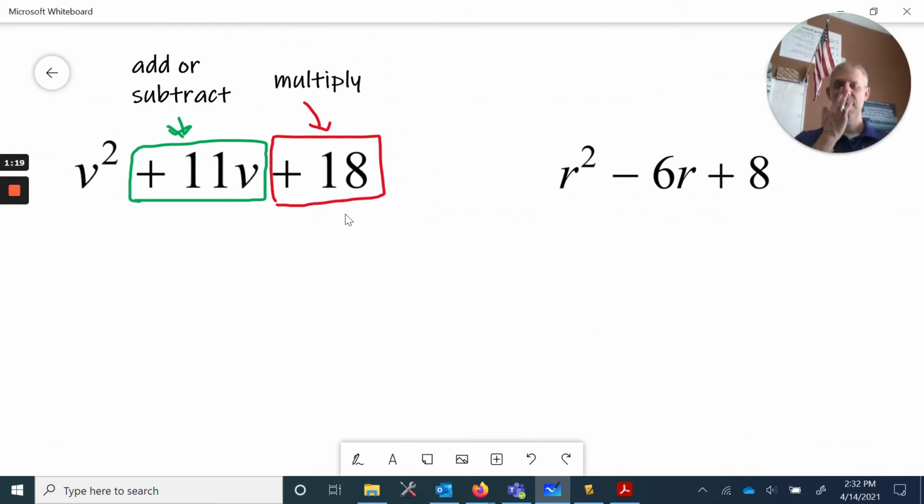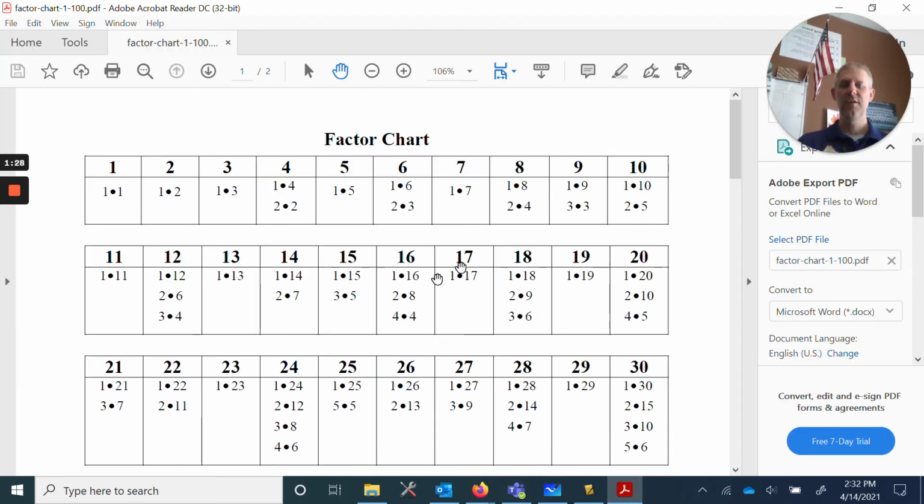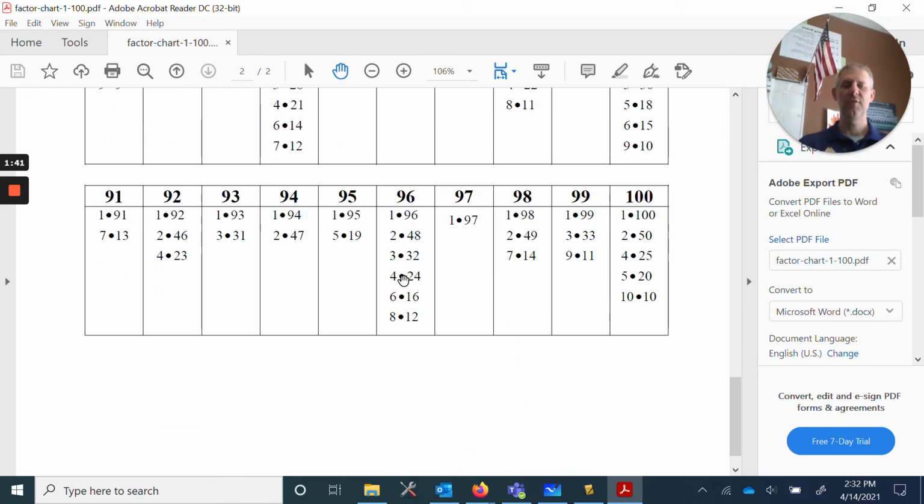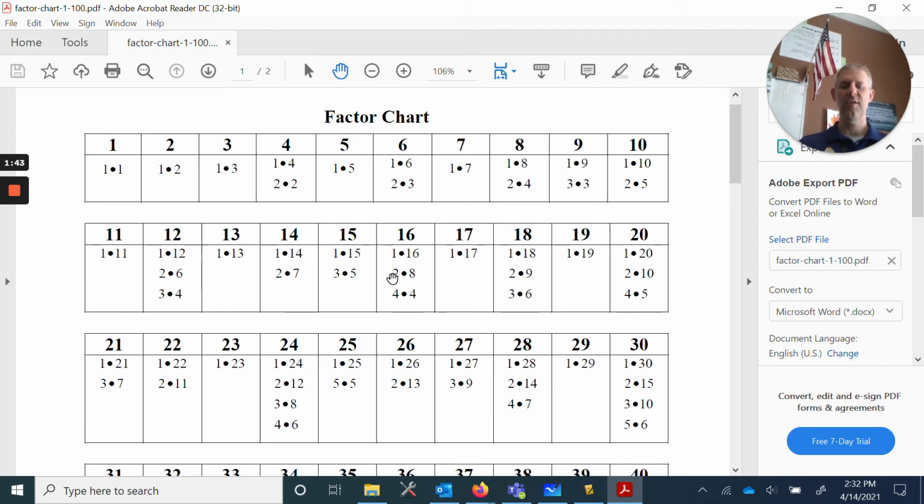Okay, so now you'll see attached to the assignment there's a factor pairs chart. So I'm looking for multiples of 18 or factors of 18. So here's my factor chart. I have every number from 1 to 100 and the different ways you can multiply to get them. So for example, 4, I can multiply 1 times 4 or 2 times 2. So it's all the combinations, and it goes all the way down to 100. So feel free to use this as you do this exercise.